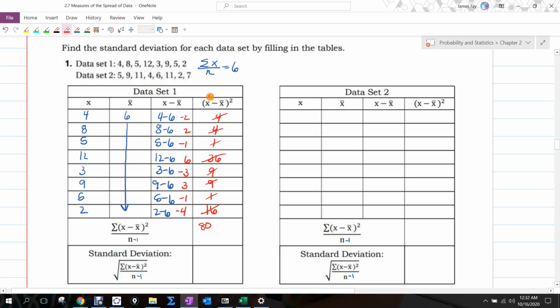So the sum of my deviation squared would be 80. We're going to divide that by n minus 1. Remember, n is the number of data points you had. So what do we have? 8 of those. So 80 divided by 7 then. All right, so if we take 80 divided by 7, we get 11.4286.